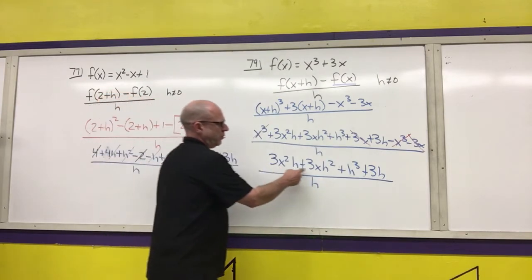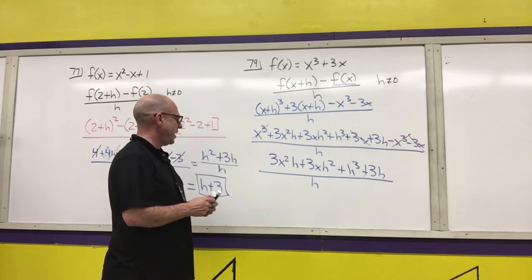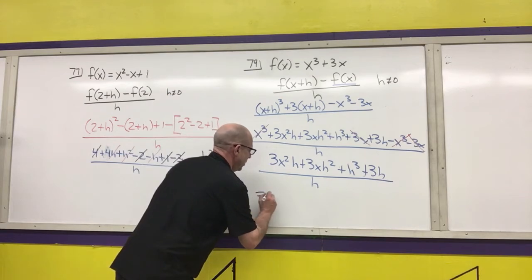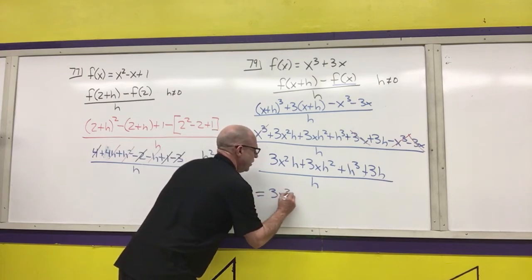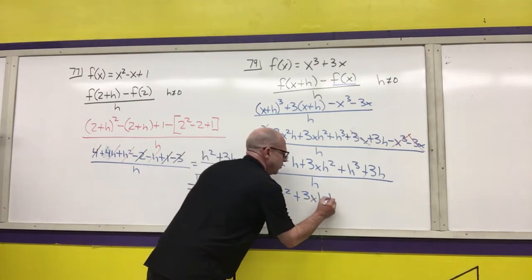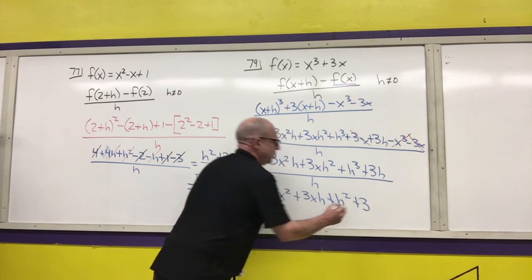Notice that every term in here has an h, so I'm going to divide every term by h, and my final answer will be 3x squared plus 3xh plus h squared plus 3.